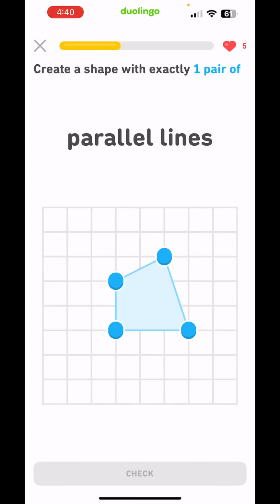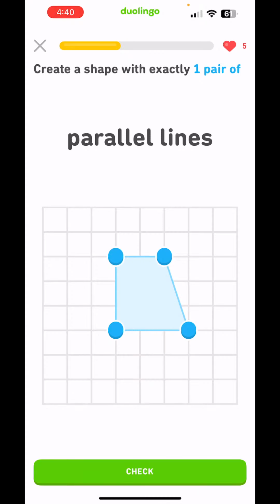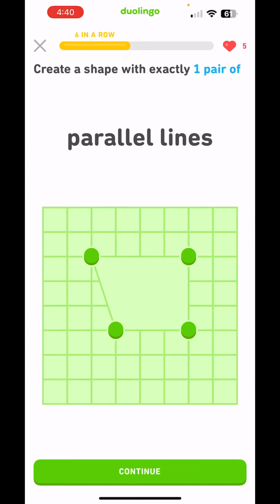All right, here we have to create a shape with exactly one pair of parallel lines. Okay, so I guess if I do a square, that should do it, right? Something like this. Well, does it need to have only one pair, or can it have two pairs? Would I get this wrong if I don't? I'm not 100% sure. Okay, let me slant it a little bit so that at least that's parallel. Oh, Christy says yes. Okay, so let's see. All right, we got it right. Yay us.